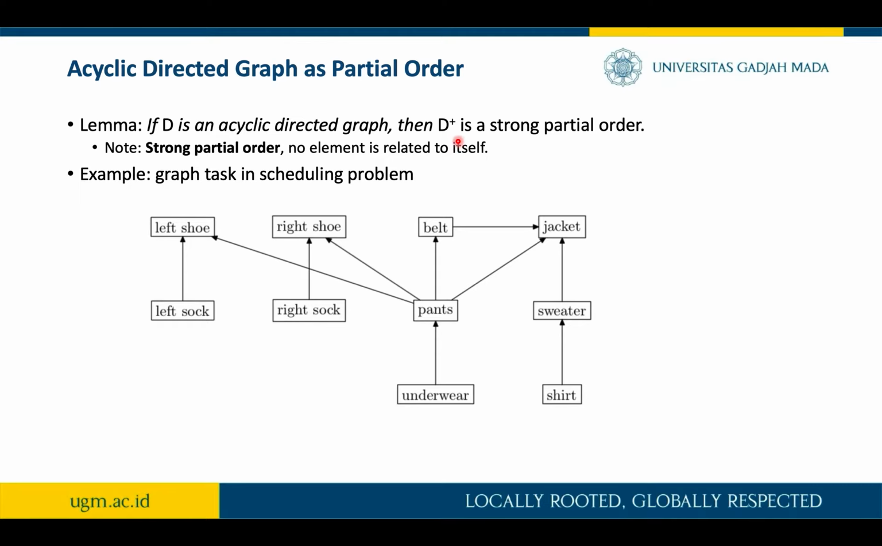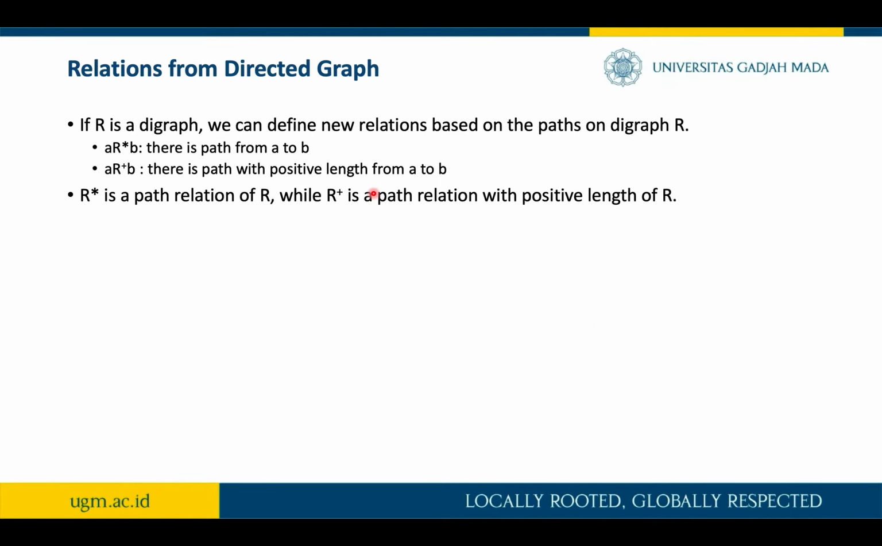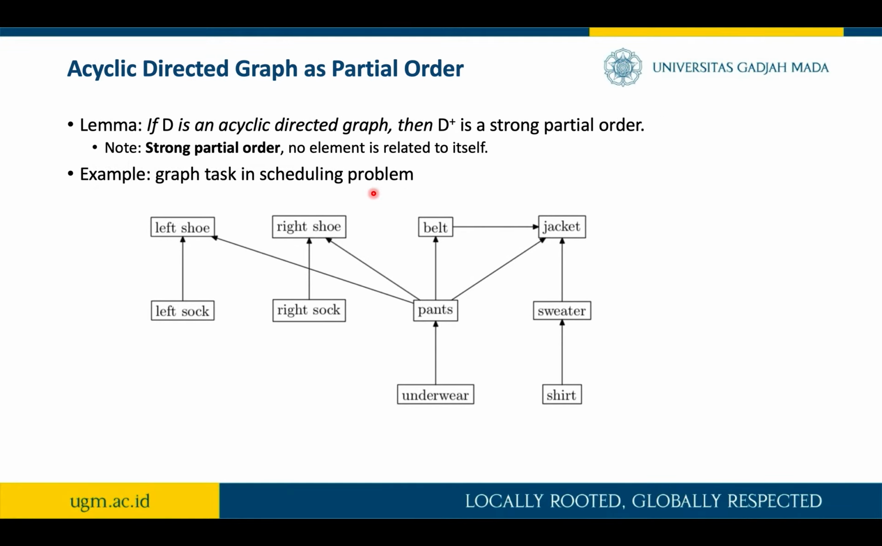So the relation D plus, which is this one, there is a path with positive length from the two vertices in the graph. Then it will be a strong partial order. That applies when D is a directed acyclic graph, or DAG. This is an example of strong partial order in a directed acyclic graph.